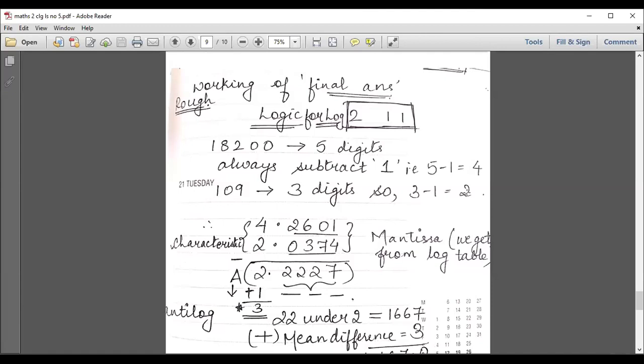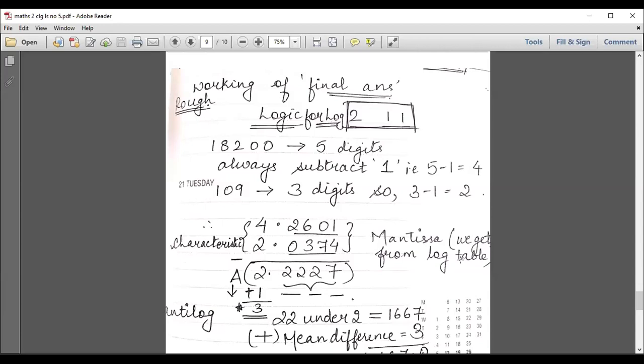So always for log, हमेशा आपने जितने digits होंगे उसमें से you have to subtract the number 1. Okay, so 5 minus 1 gave you 4, 3 minus 1 gave you 2. Can you all see 4 and 2 I have written over here? Everybody? Okay, so understood, this is called as characteristic. After that you'll put a decimal, compulsory. Decimal डालना है आपने. Now, where did these numbers come from? Now we will calculate mantissa. Mantissa we always get from the log table.